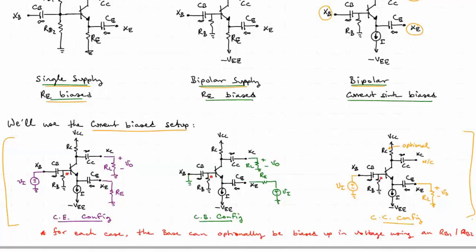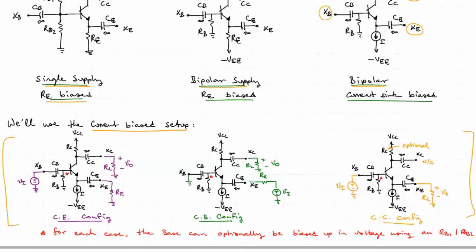Notice that the input for the common emitter is the base, so we show a voltage source VI, our signal source, our input, connecting to terminal XB. And the output is taken across the collector via this output coupling capacitor CC, which is a DC blocking capacitor. We then connect to the emitter terminal XE a resistance RE to ground.